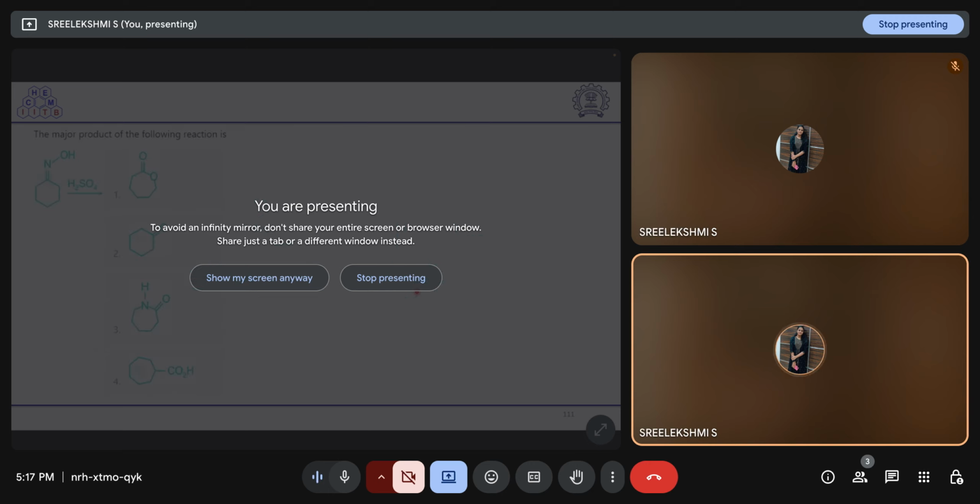Now, moving ahead with the next question, the major product of the following reaction. So, this oxime we are treating with H2SO4, which will be the major product out of these four options.